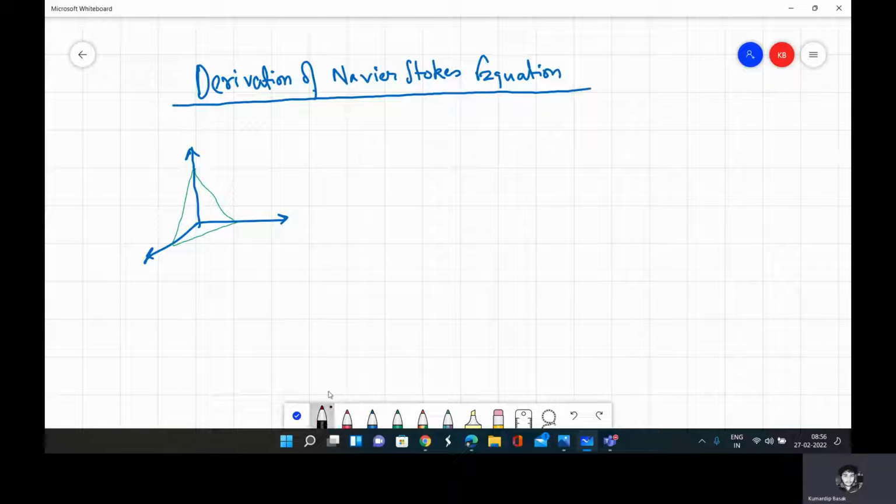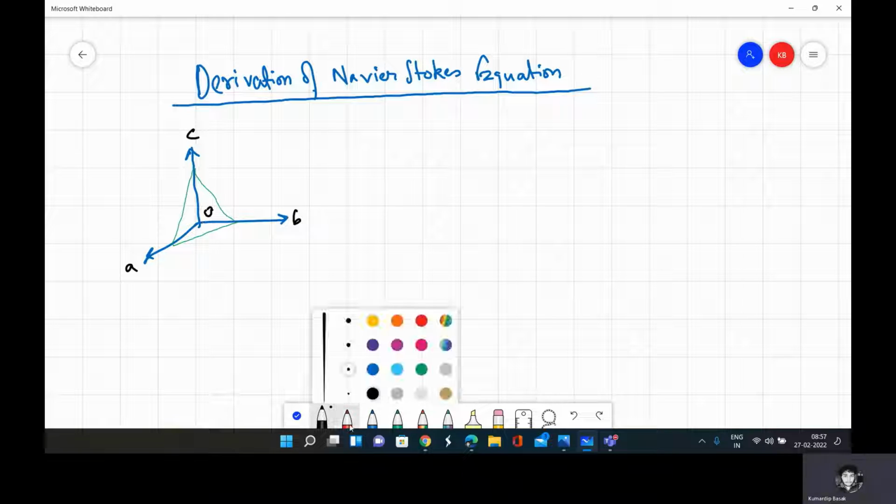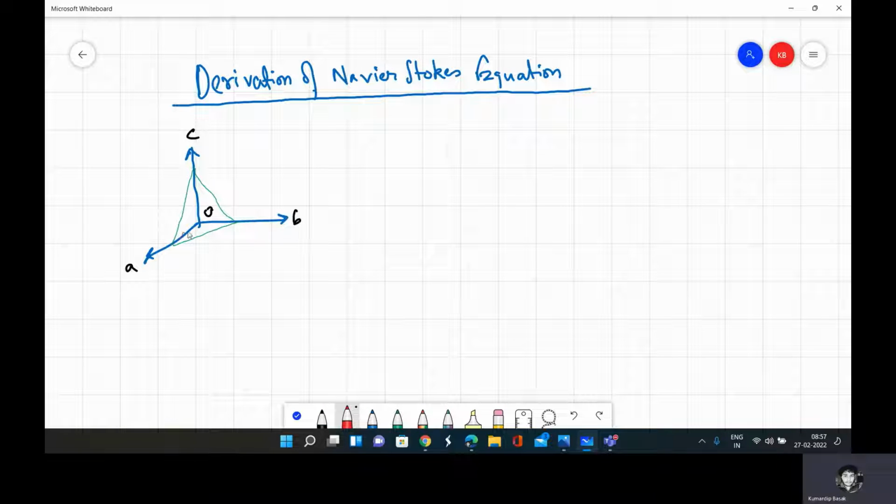Now let's define the axis. This is B, this is C, this is A, and we define the surfaces as one. Another is the origin O. Here my AOB forms a surface like this. My AOC forms a surface like this, and my COB forms a surface like this. And also there is another surface, that is ABC.